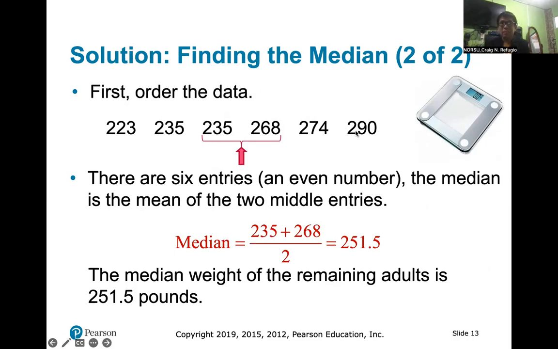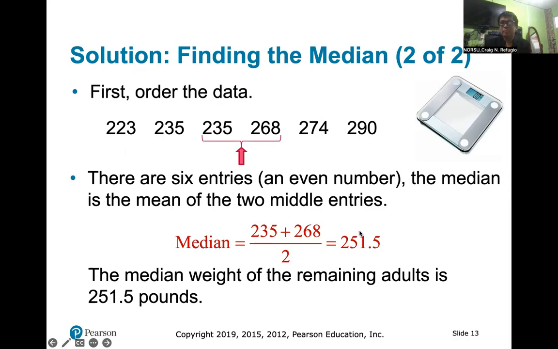So we have 3. So count 3 starting from the lowest one: 1, 2, 3. Then count also 3 starting from the highest one: 1, 2, 3. So you notice that we have 2 middle items. To get the median, you get the average of the 2. That means you add the 2, then divide by 2. So we have 235 plus 268 divided by 2.